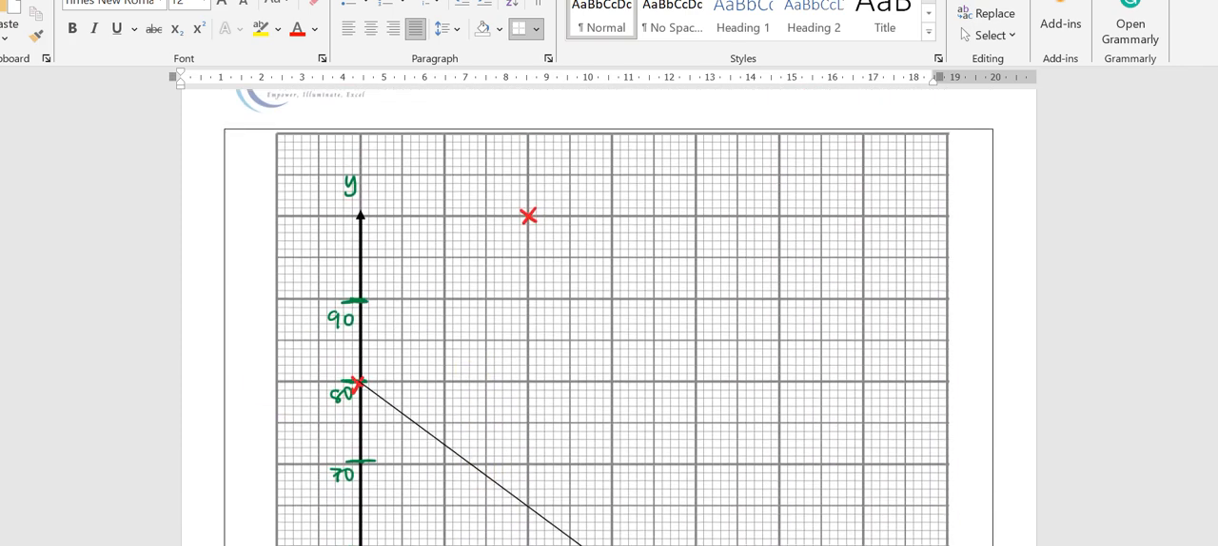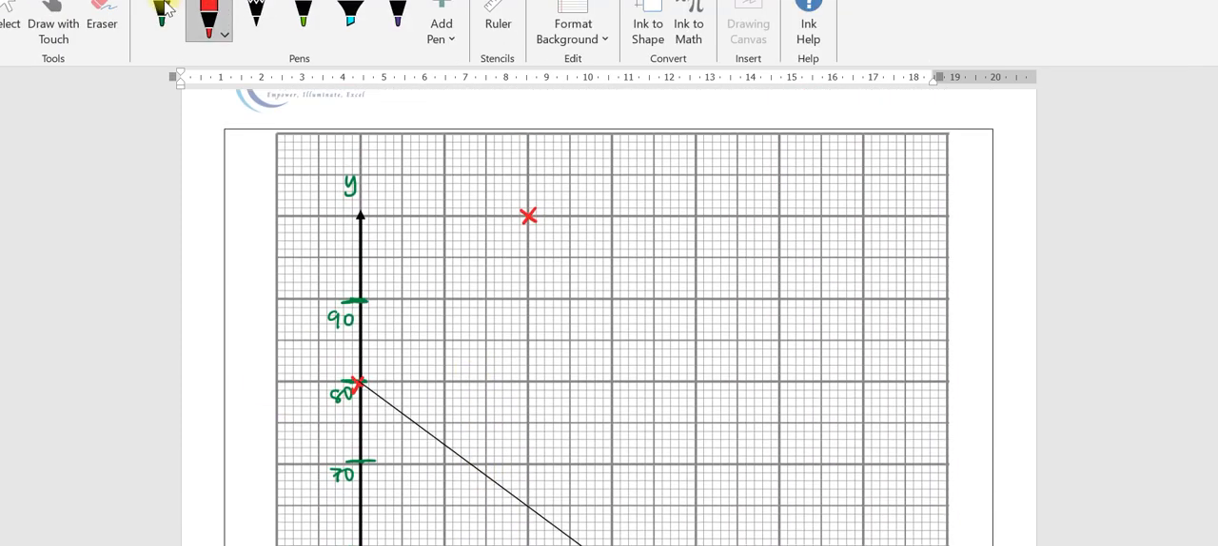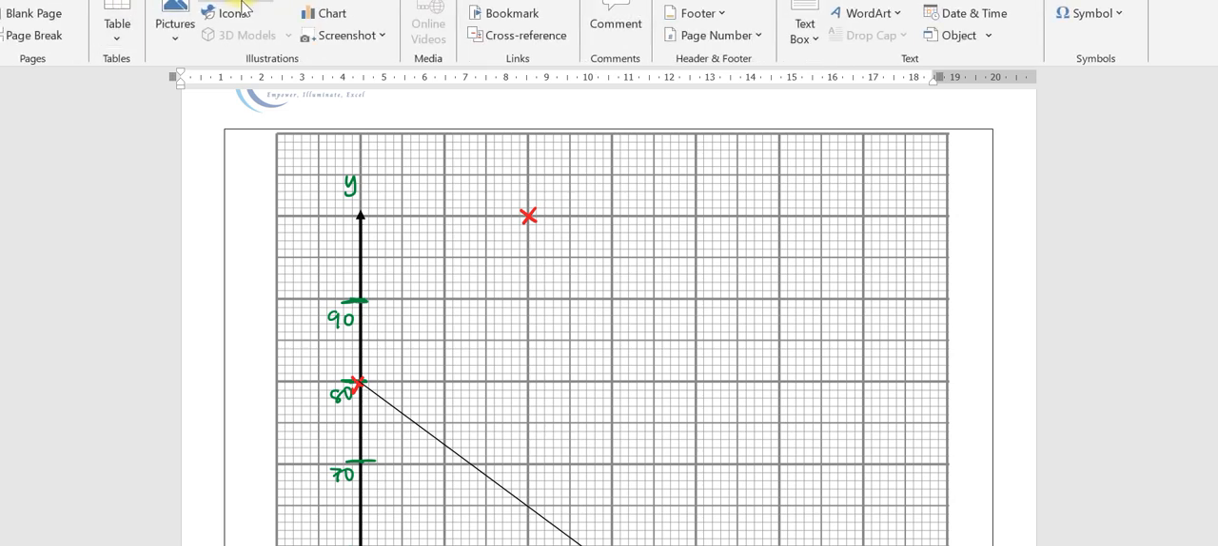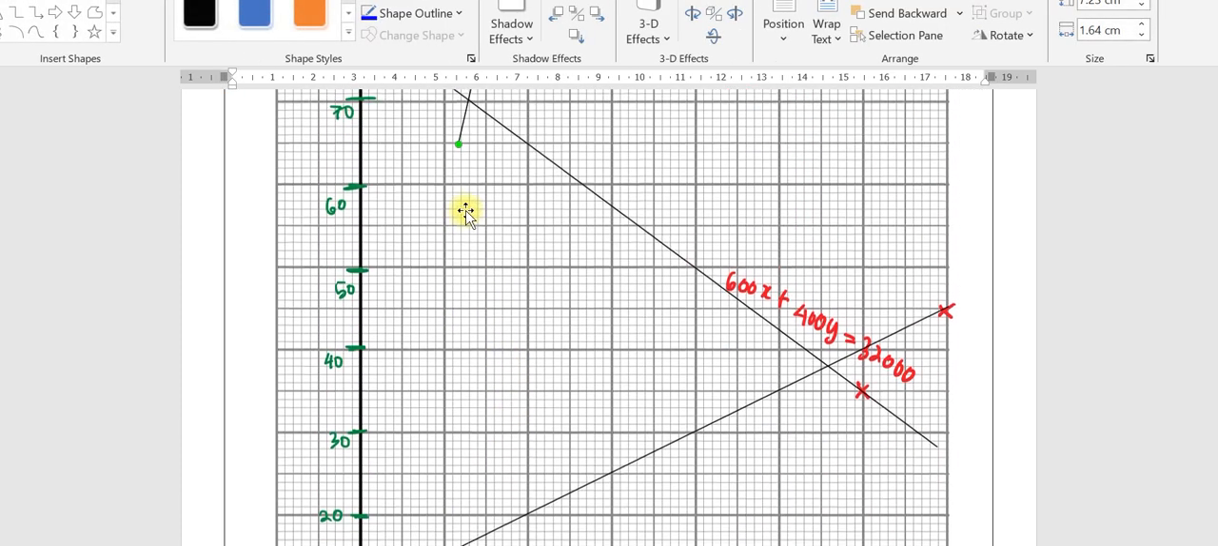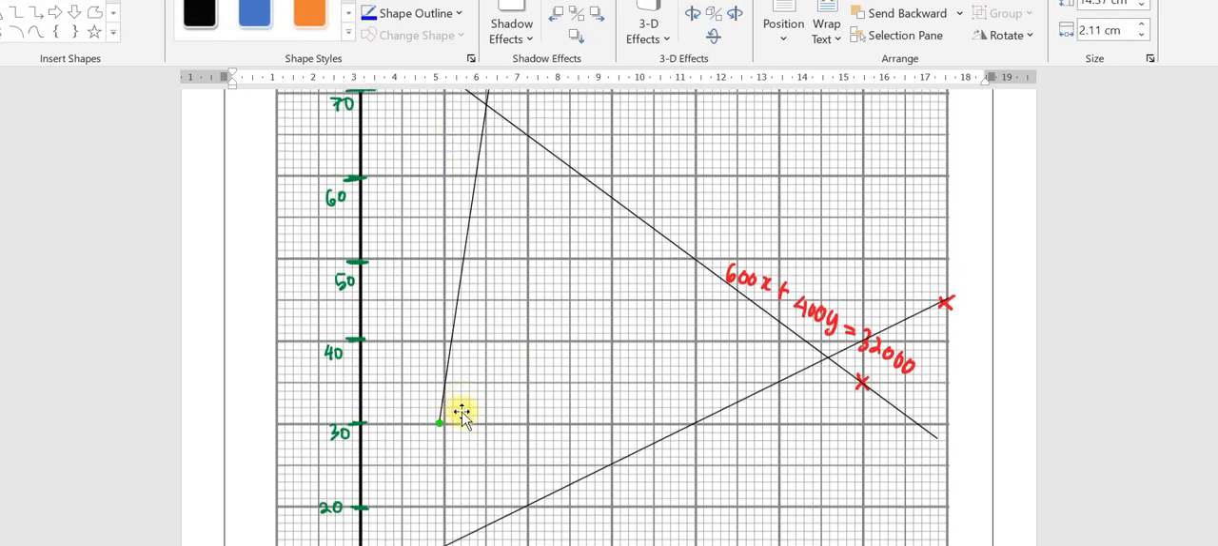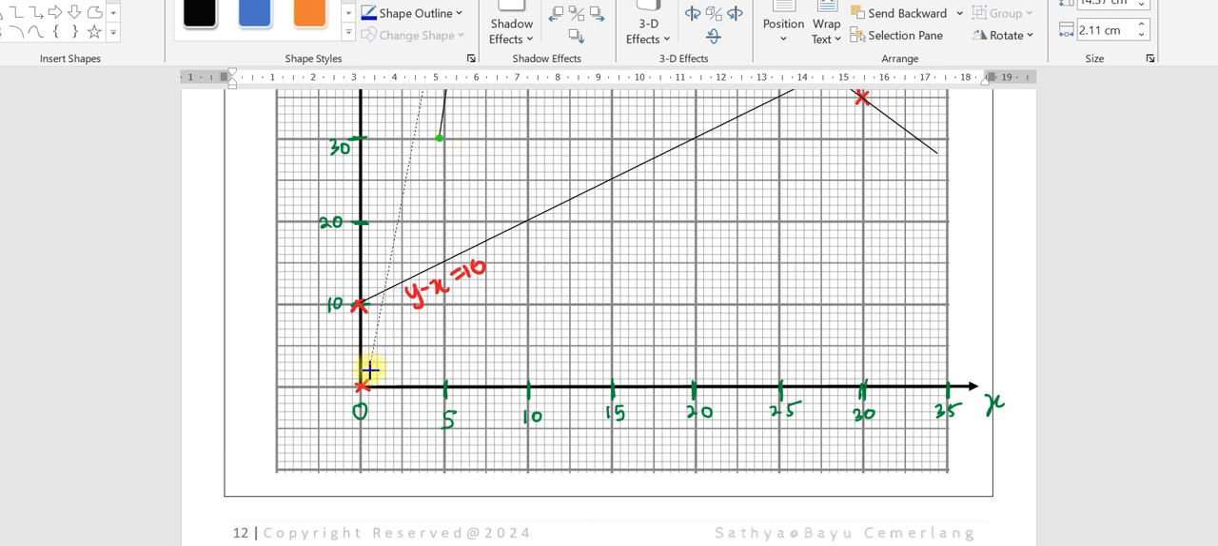Alright, so let's draw this. I use a computer, so it's easy to draw.